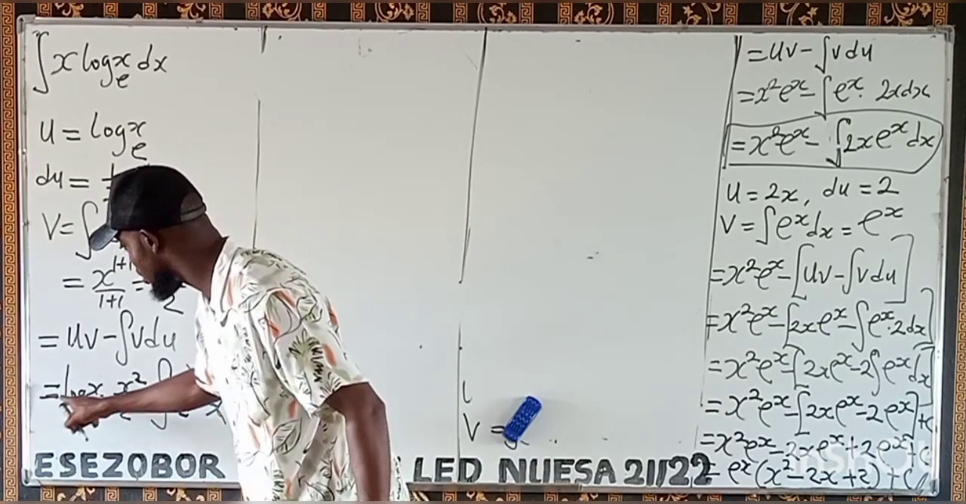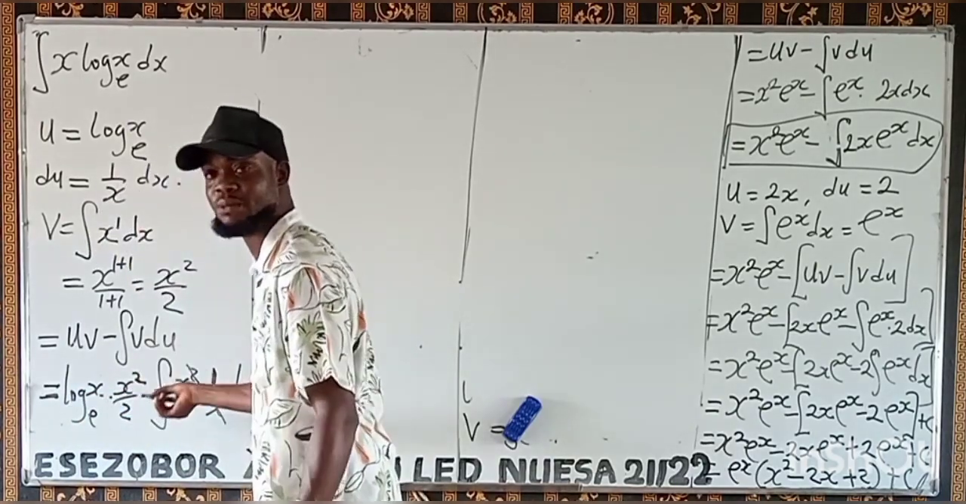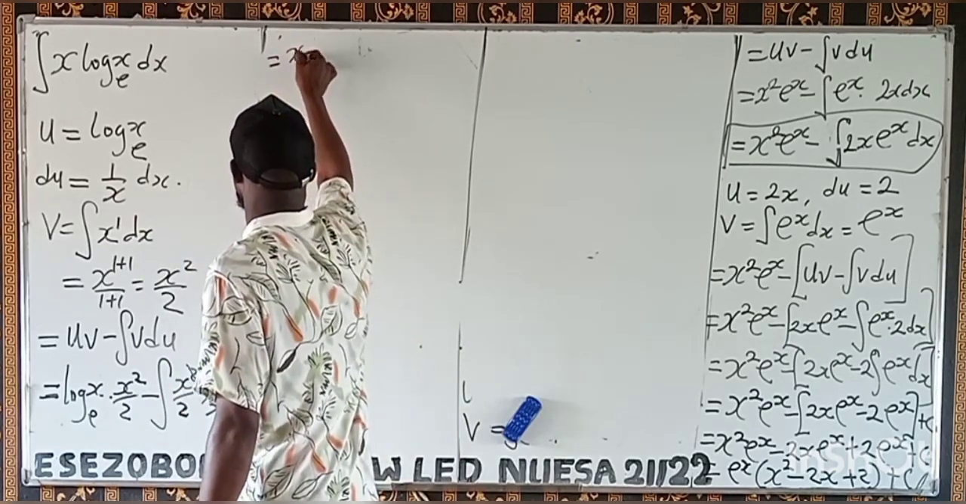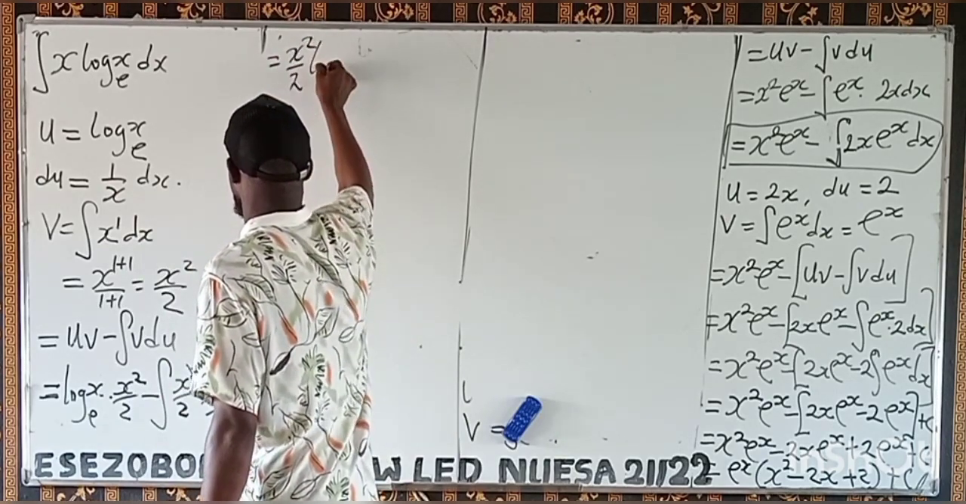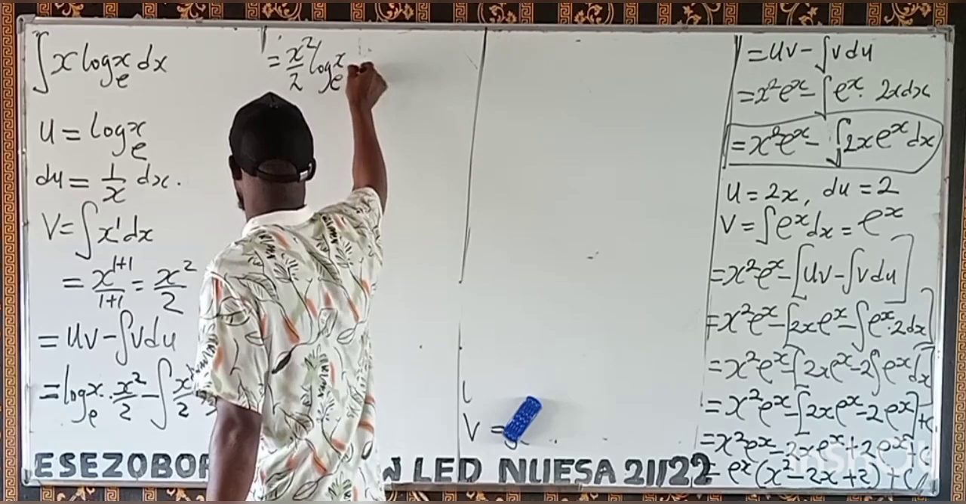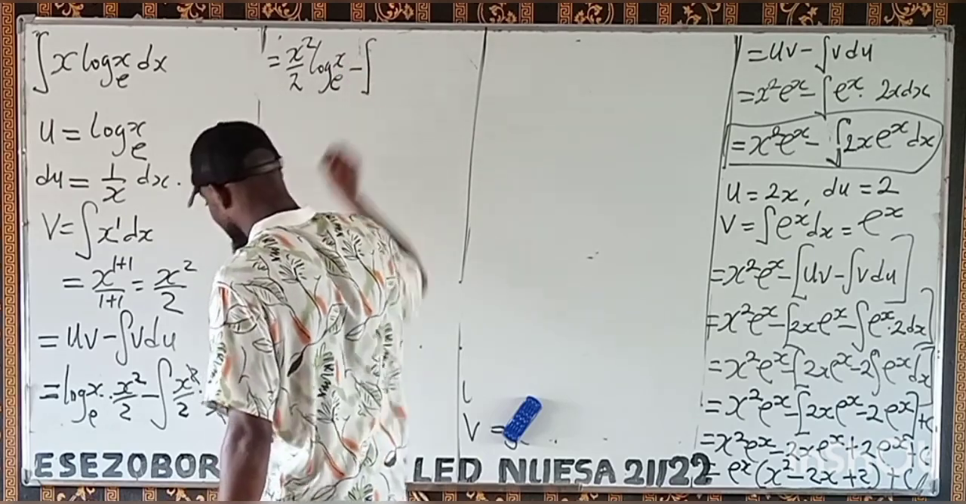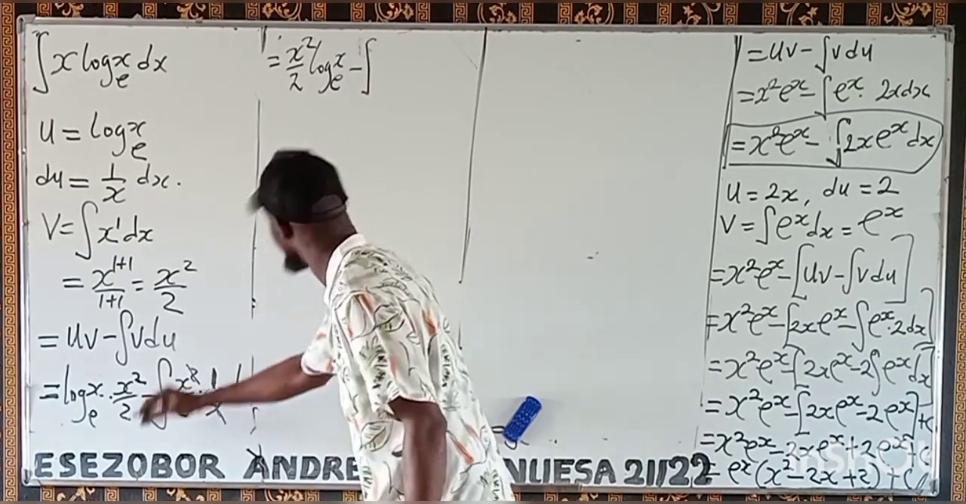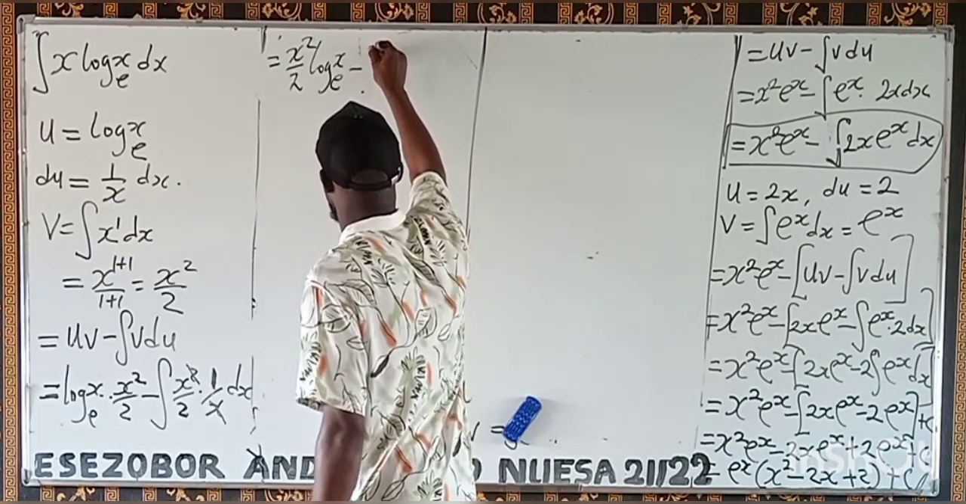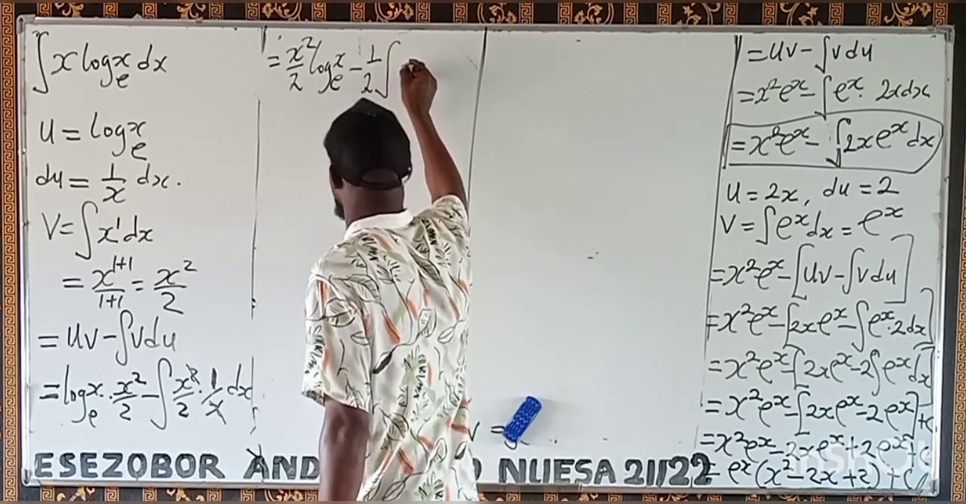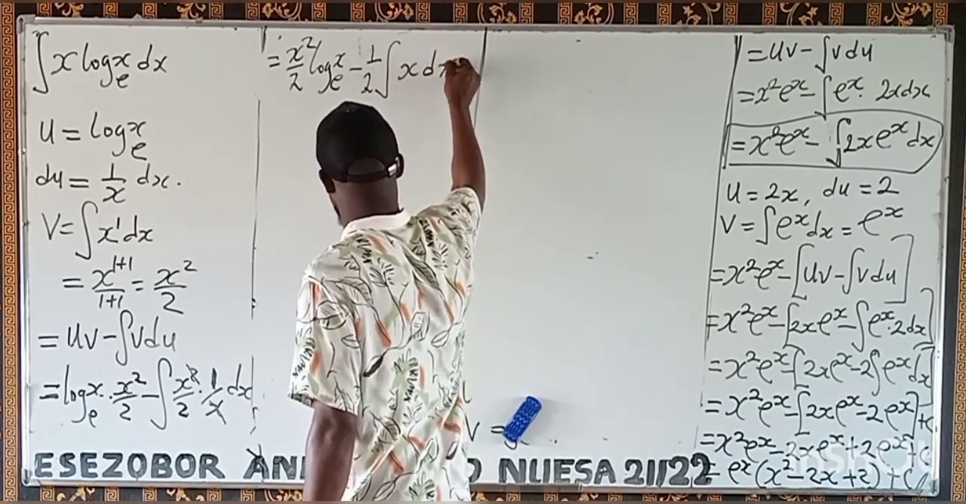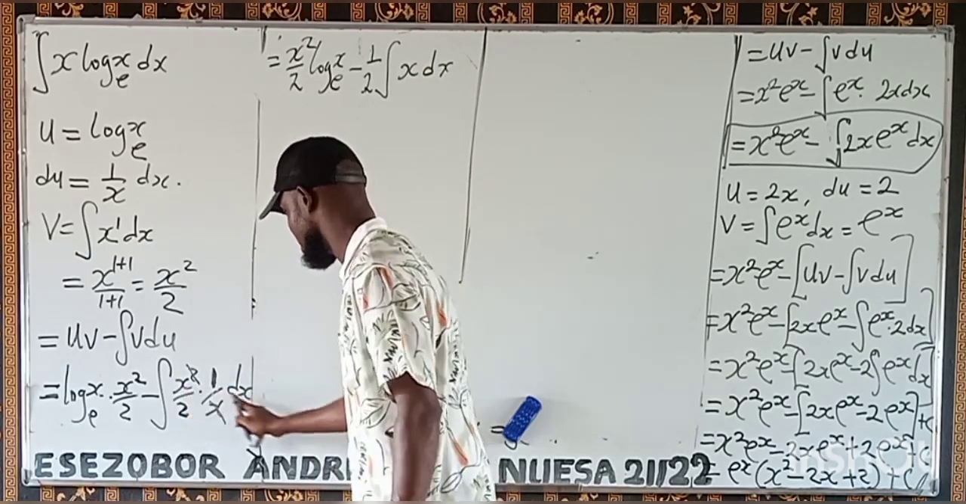This s squared over 2 will go up. This log cannot multiply this, but they are not the same thing. So we're going to have s squared over 2 log x to base e minus integral 1 over 2 will move outside. So we're going to have 1 over 2 integral x dx. 1 over 2 is going to have only s dx.